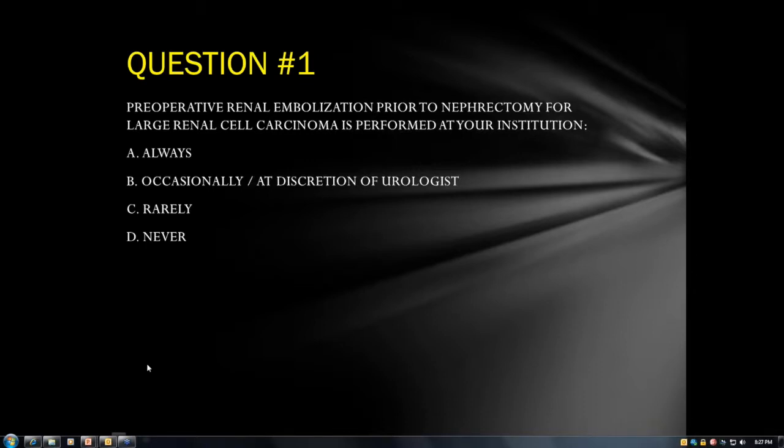But as we share our data and our findings with the urologists here, more and more of them have adopted this practice, and urologists who used to say, I don't need embolization, have now started to refer patients to us and have been very glad that they did and very satisfied with the results.